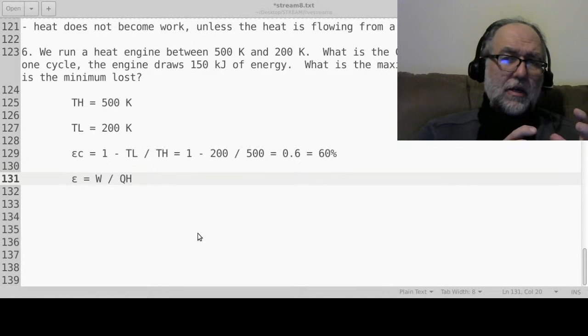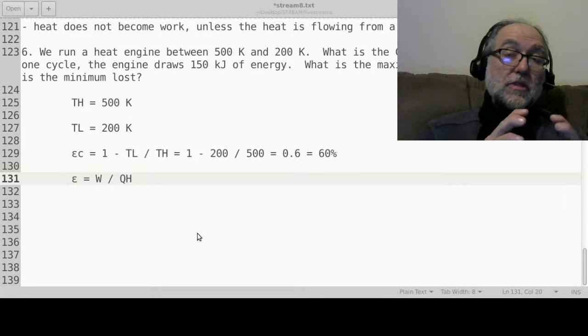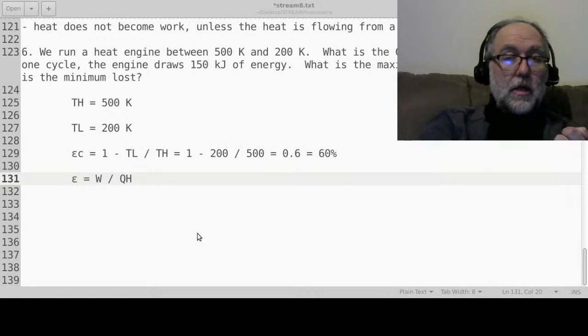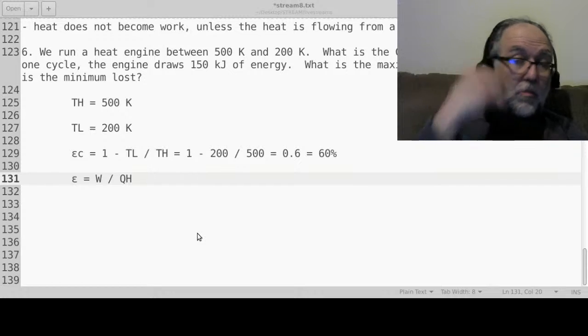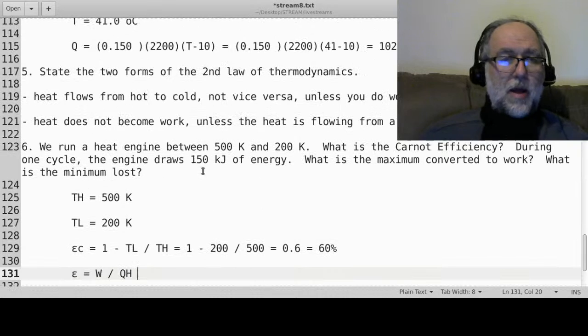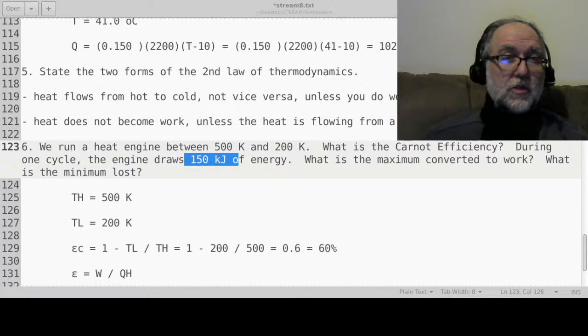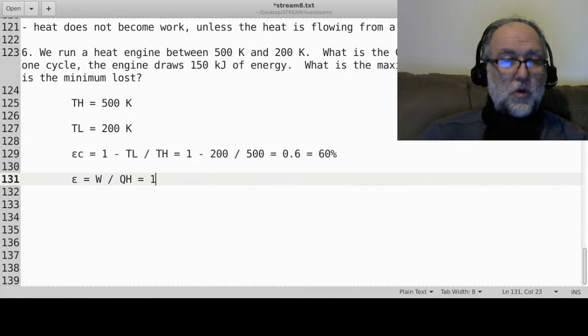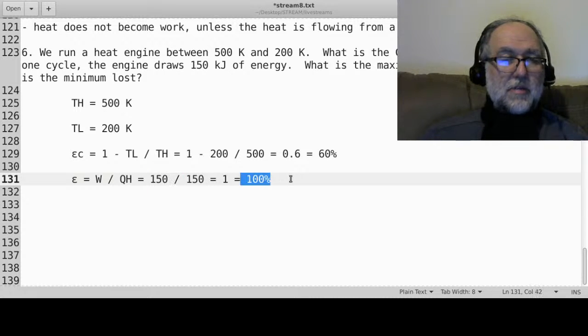You absorb so much energy, so much heat from the hot, and so much of it becomes work. And the more work you get, like if 100%... suppose, in our problem here, we absorb 150 joules. Now this is wrong, but let's just suppose that 150 joules of heat is absorbed and 150 joules of work is done. Well, 150 divided by 150 is 1, which would be 100% efficiency. So if all the heat that's absorbed becomes work, then you get 100% efficiency.